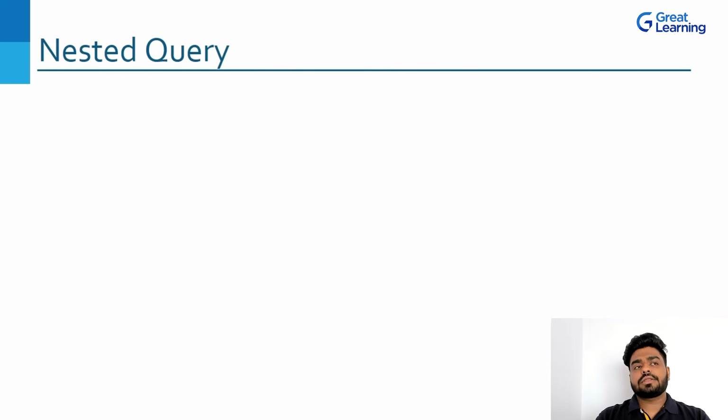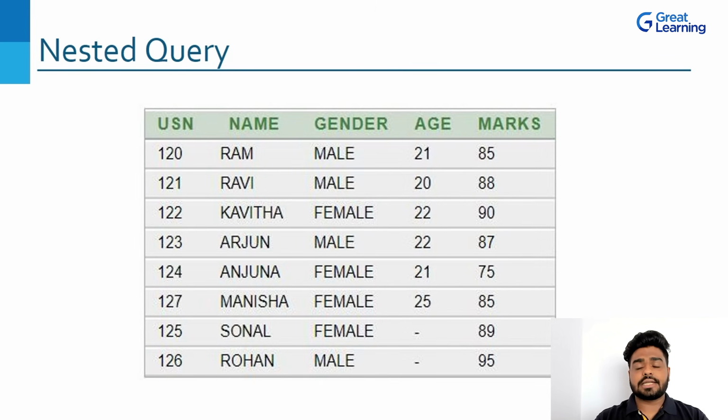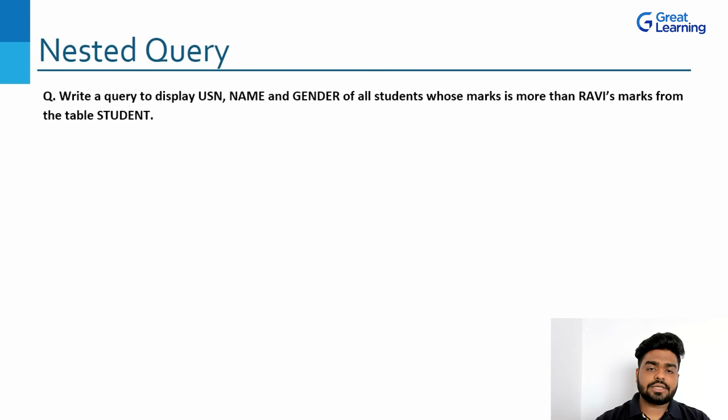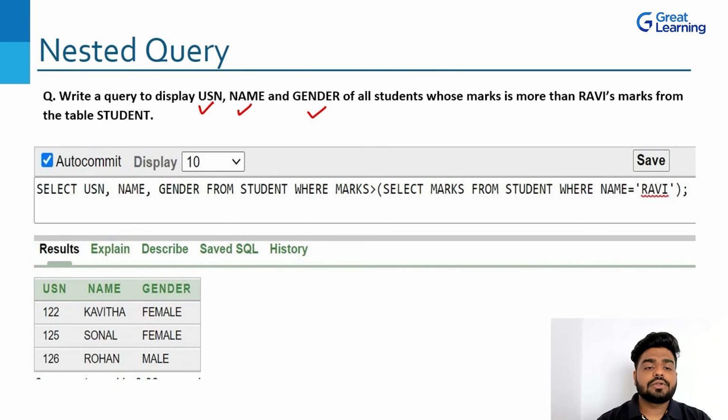Obviously, nested query means a query inside a query, but let's understand with an example what it means. We have this table, which we remember from the starting, and we need USN, name and gender of all students whose marks are more than Ravi's marks from the table student. So we need to compare the details with Ravi's marks and then display. Okay. So: select USN, name, gender from student where marks is greater than, select marks from student where name equal to Ravi.